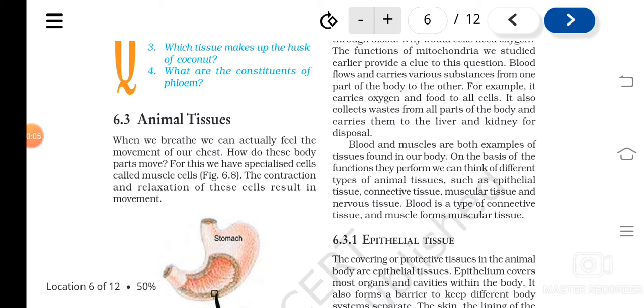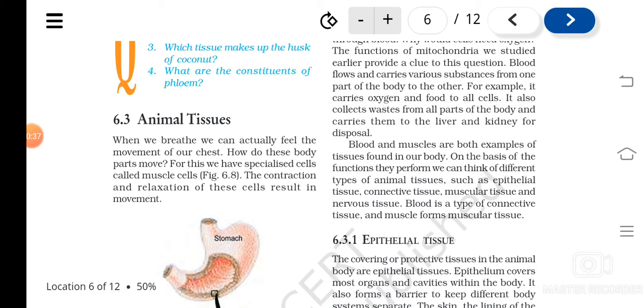So, in the previous classes, we have seen various kinds of plant tissues. We have studied the simple meristematic tissues first, then the permanent tissues, and in that, different kinds of permanent tissues like simple permanent tissues and complex permanent tissues. Today we are going to revise the animal tissues.